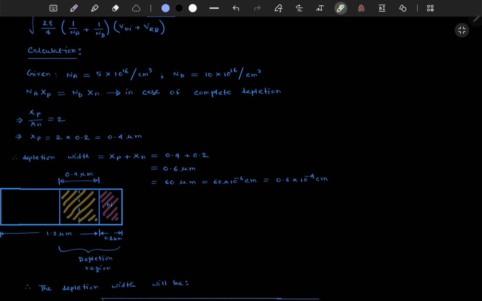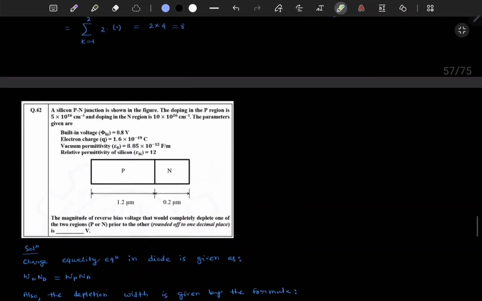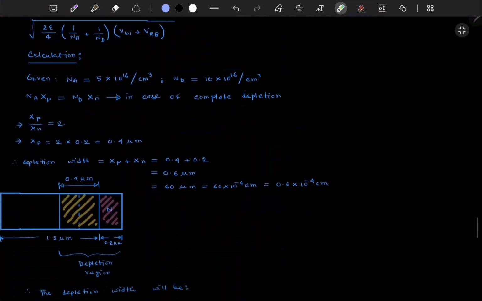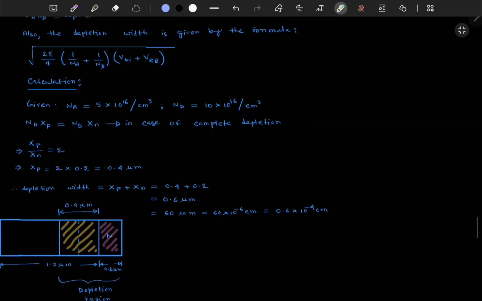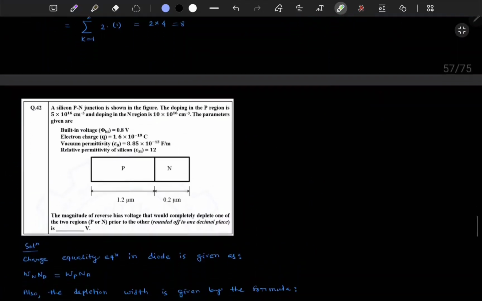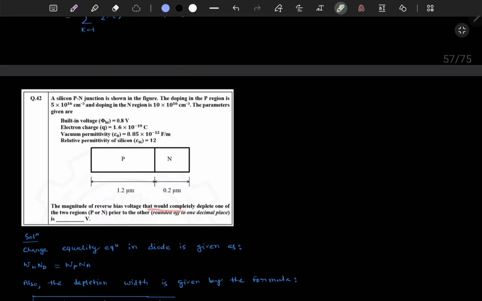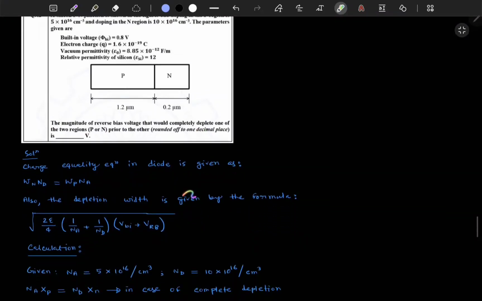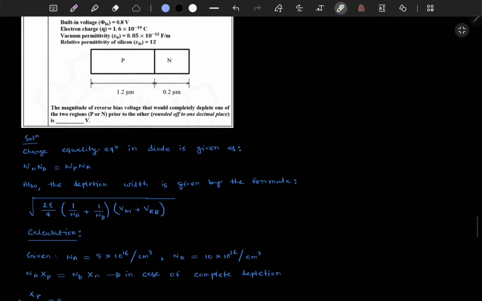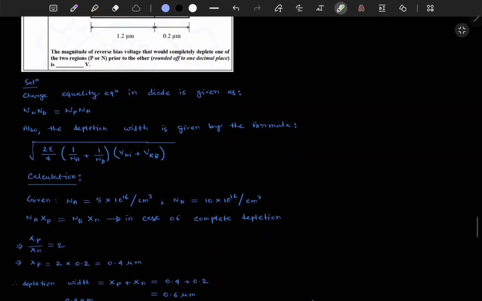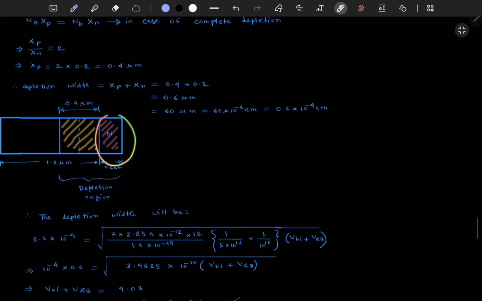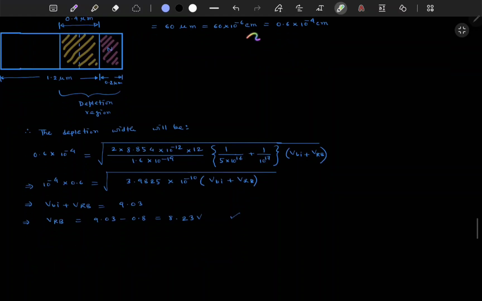This whole portion only will be depleted. Though here the concentration is high, as the length is very less, this will be totally depleted first, because any one of the two regions will deplete first. So up to that, how much reverse bias is actually needed, that we need to calculate. So n is depleting first, and the length is 0.2, the total length. So the total depletion width is 0.4 plus 0.2 only, and we need to convert it into the proper unit.